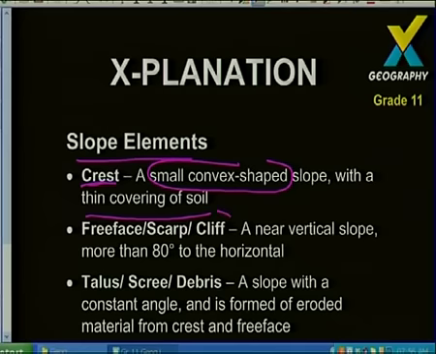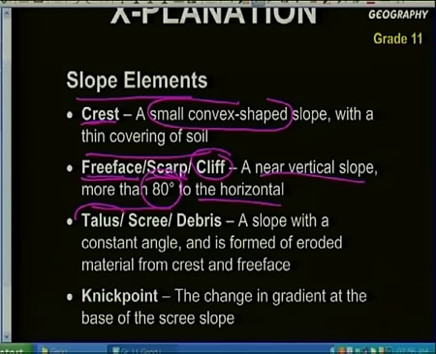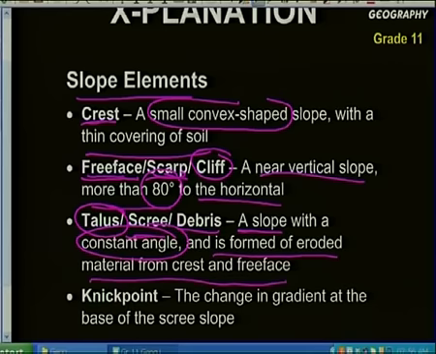This is followed by what we commonly refer to as a cliff, which can also be termed the scarp slope or the free-facing slope. It's a near vertical slope which is more than 80 degrees to the horizontal. Remember, your cliff can also be termed the scarp or the free-face slope. The third slope element is commonly referred to as the talus slope. Other terms used to describe the talus slope are the scree slope or the debris slope. To describe the talus slope, it's as follows. A slope with a constant angle, formed of eroded material from the crest and the free face.